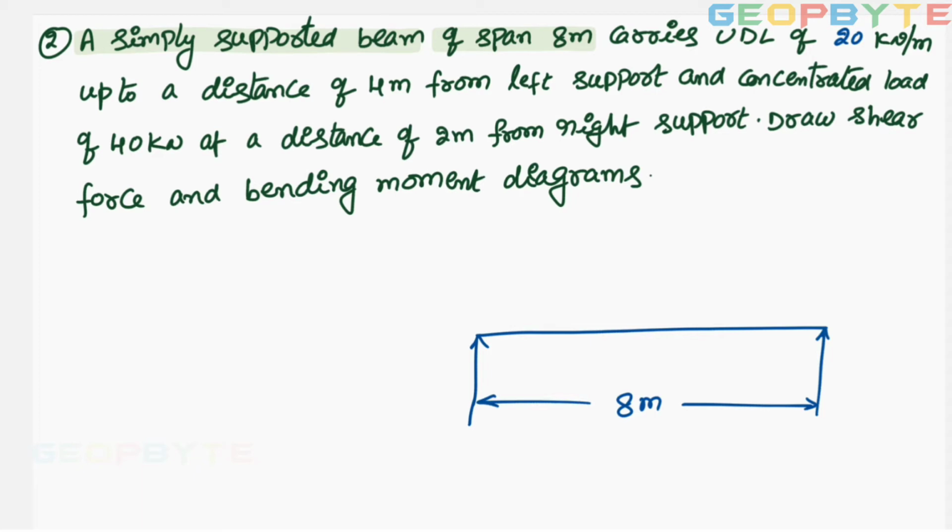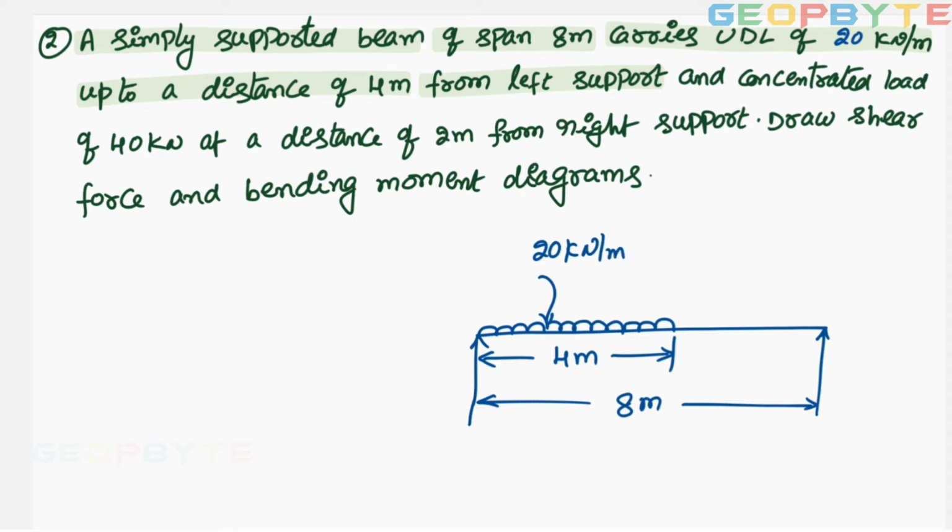It carries a UDL of 20 kN per meter up to a distance of 4 meters from the left support. From the left support, it carries the UDL to half of the distance. 4 meters means half of the distance. The magnitude of that UDL is given as 20 kN per meter.